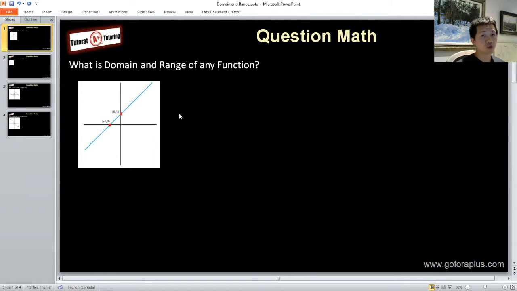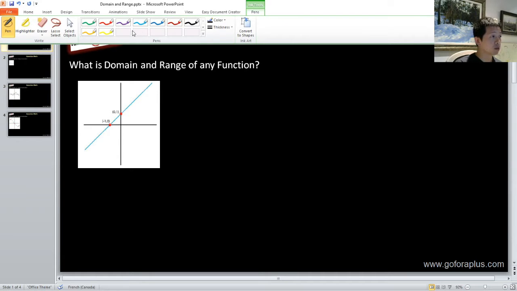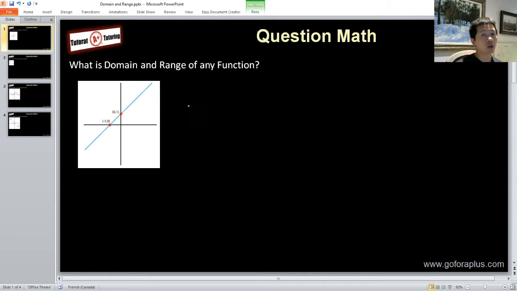So here we are learning the properties of a function. The first two properties are the domain and range of any function. What is the domain of a function? Domain is basically all the possible x values. On the plane we have all the x and all the y. Y is the vertical axis, x is the horizontal axis, and the domain is all the possible values of the function on the x-axis.